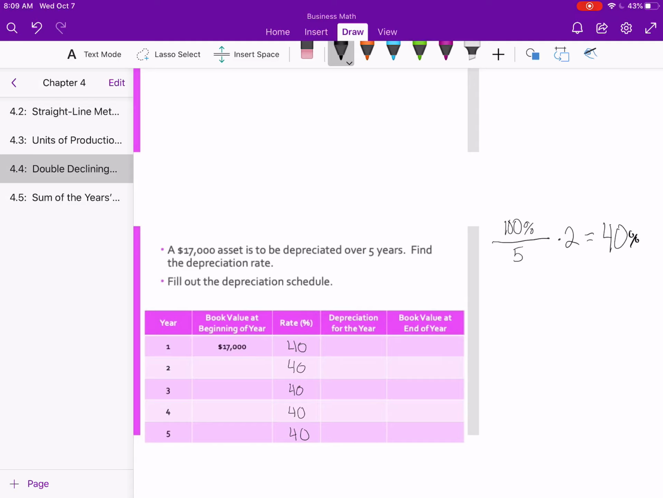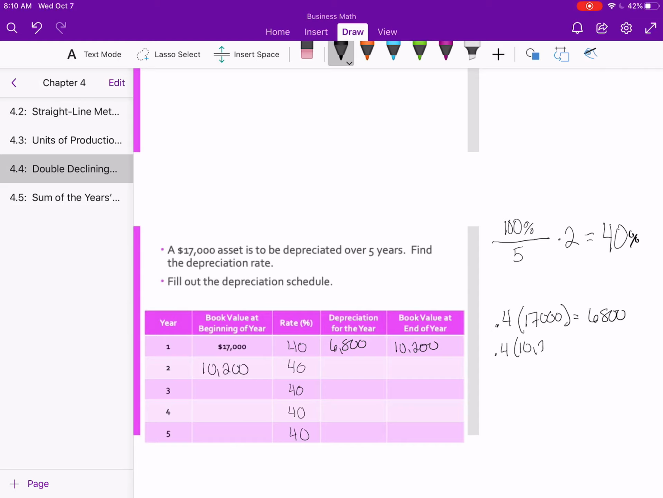Now let's finish the depreciation schedule. Okay, so to find the depreciation for year 1, we take 0.4 times 17,000, because that's the book value, and we get 6,800. So the depreciation for the year is 6,800. The book value at the beginning minus the depreciation gives you the book value at the end of the year, which is 10,200. The book value at the end of the year becomes the book value at the beginning of the next year, so 10,200. And then we repeat the process over and over.